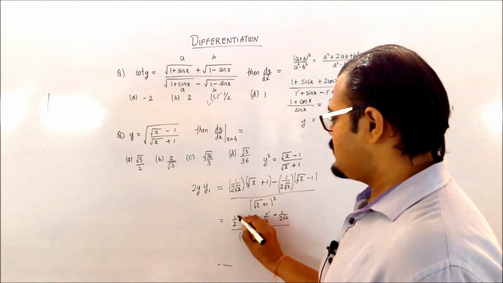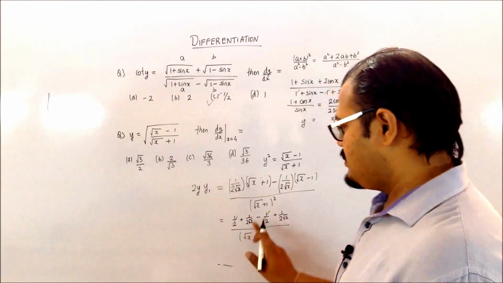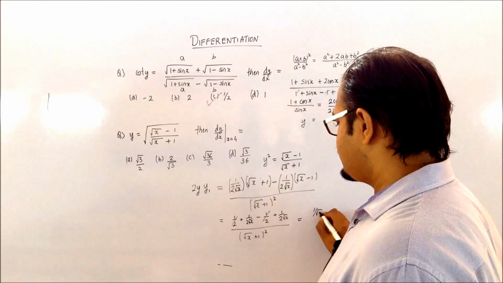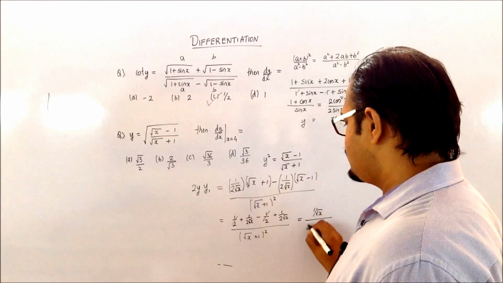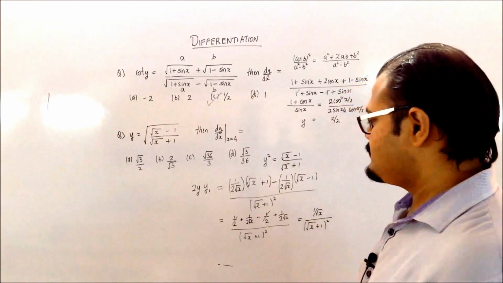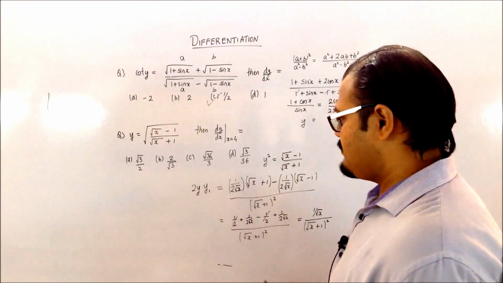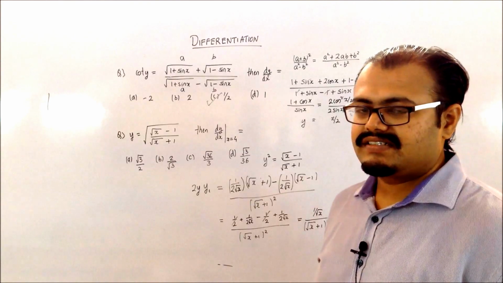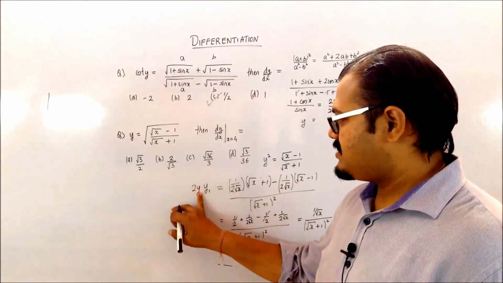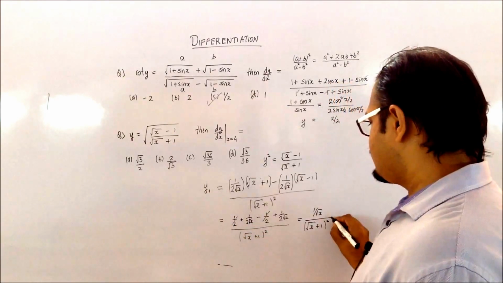So your 1 by 2 gets cancelled out. 1 by 2 root x plus 1 by 2 root x will give you 1 by root x upon (root x plus 1) the whole square. So you're getting 2y y1 is equal to this particular thing. So you basically need to find what is y1, so that 2y will go that side.